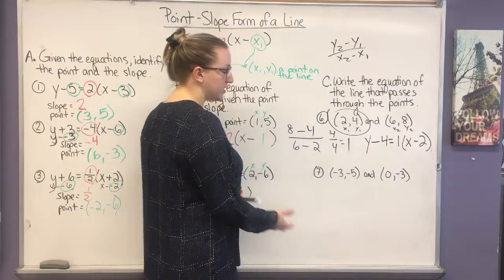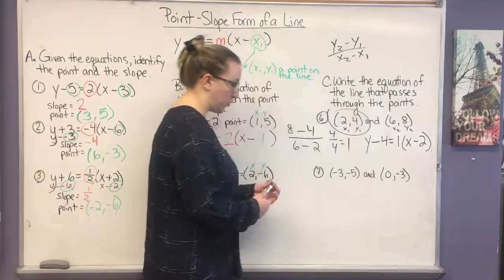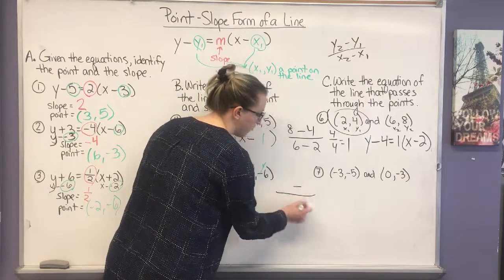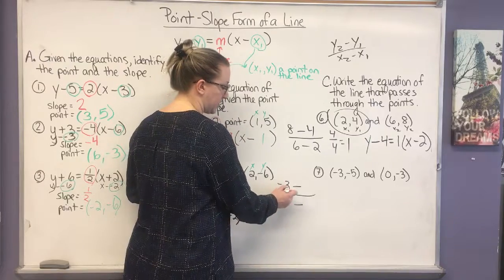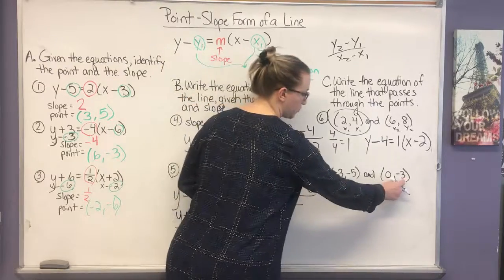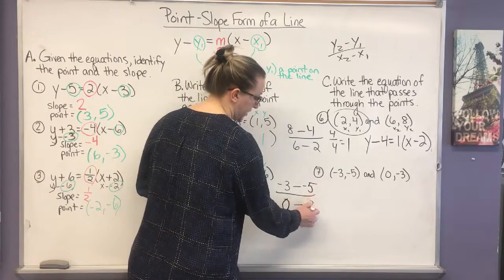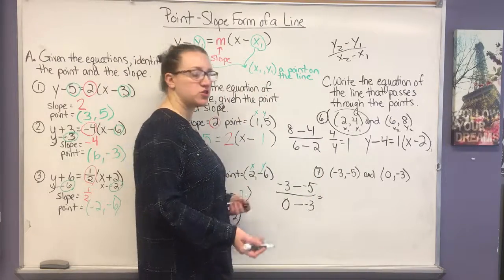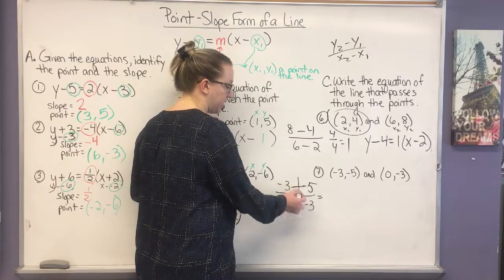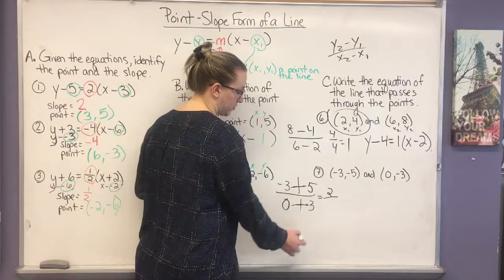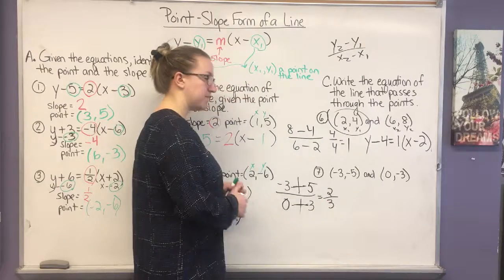So finally, we're going to find the slope of the last 2 points because we still want to write the equation of the line. So fraction and subtraction, negative 3 minus a negative 5, that's from this y2 and this y1. Then 0 minus a negative 3. You can use your calculator and do the mental math. Negative 3 plus 5 is 2, and 0 plus 3 is 3, so the slope is 2 over 3.